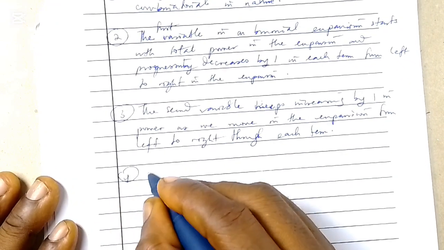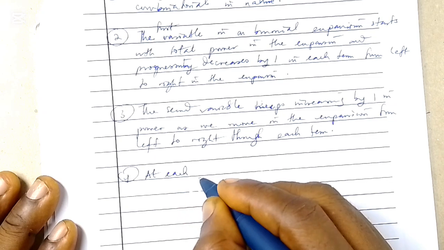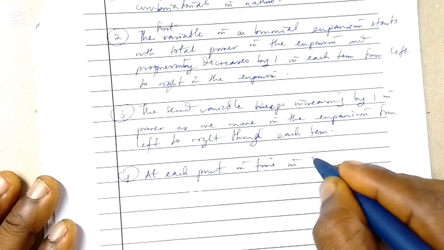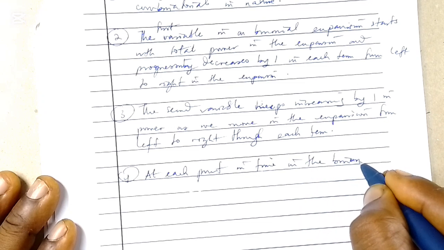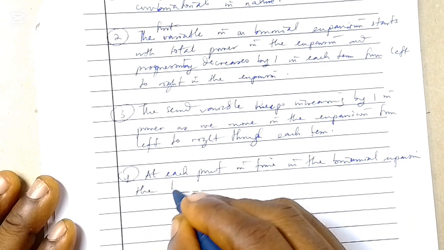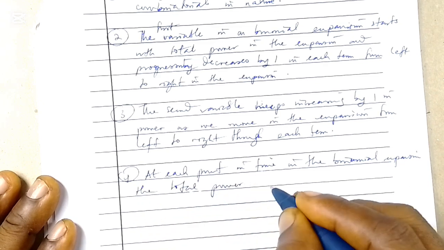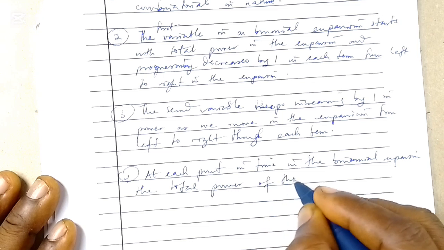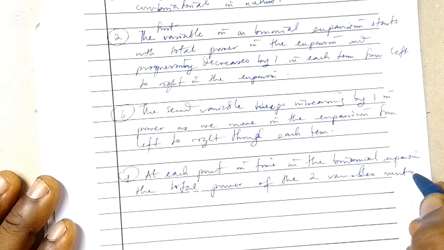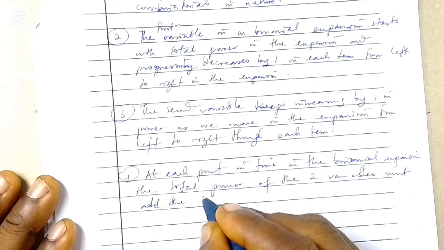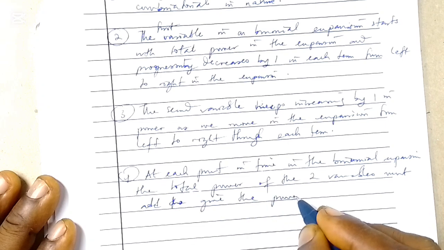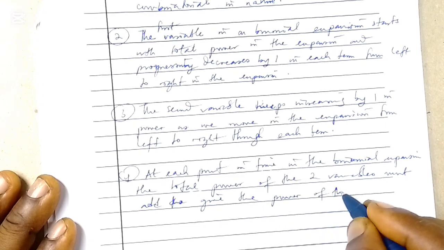Number 4, at each point in time in the binomial expansion, the total power of the two variables must add to give the power of the expansion, like I explained earlier, the power of the expansion.